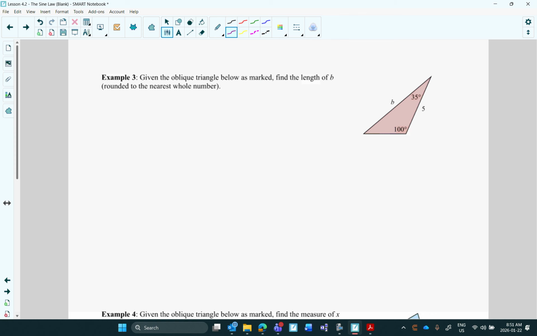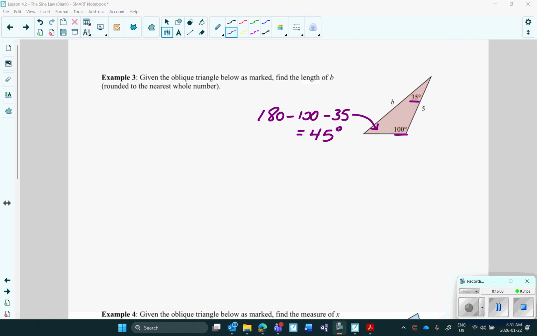Can I find it? Yes. Because I know the two other angles, to find it, all I do is 180 and subtract away those two other angles. And you get 45 degrees. Now you've got a side and its angle opposite. So see if you can set up the sine law equation. And then once you have that set up, follow it through.